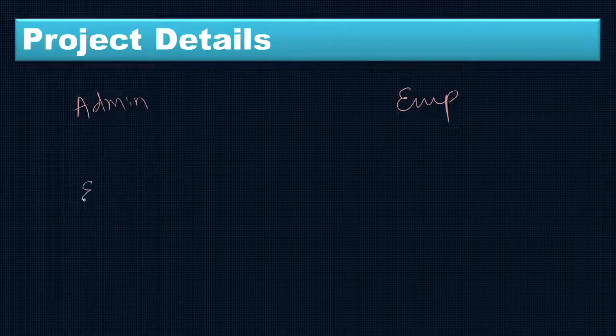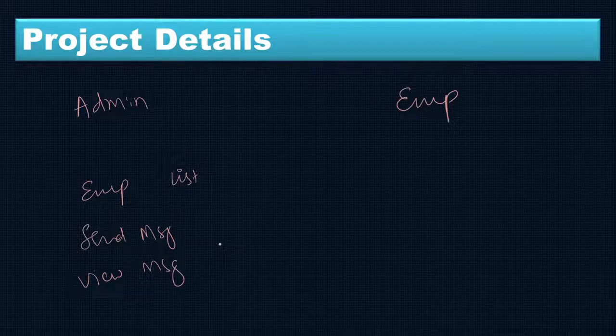Right. So for admin login, you go to the main page. Here you can create the employees, then the employee list, so you can see the employee list. Then you can also send message and view message. So even the admin can send the message and receive the message. But the employee is important. Once the employee is available, the employee can log in.